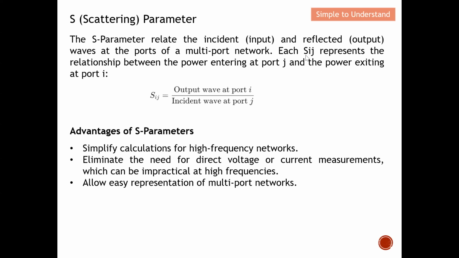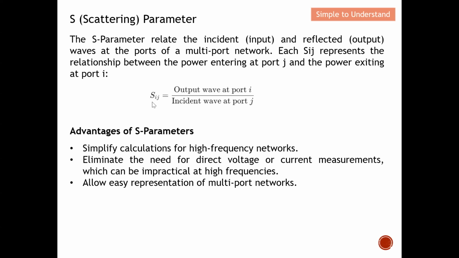You can see from here, this is Sij. This represents the relationship between the power entering at port J and the power exiting at port I. This is where our source is, and this is where we conduct our measurement. Later on I will fully explain these S parameters, but I'd like to re-emphasize: J is where we put our source, and I is where we conduct the measurement, as shown over here.